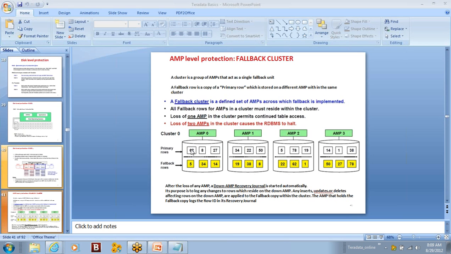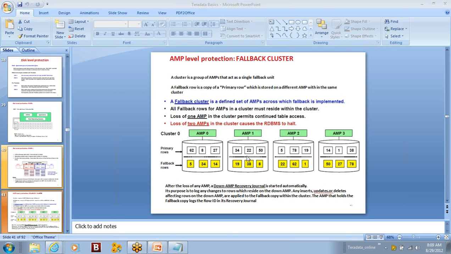There are 2 definitions we have to understand. First one is the cluster. Cluster is the group of AMPs in which the fallback data is shared. What is a fallback? Fallback is the backup of the row which is stored within the cluster in another AMP. These are the 2 recursive definitions we have to understand. First, what is the cluster? Cluster is the group of AMPs in which the fallback data is stored. And what is fallback? Fallback is the backup of the row which is stored in the fallback section of another AMP within the same cluster.